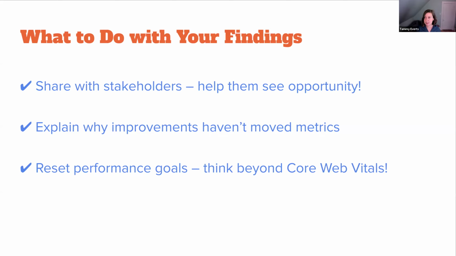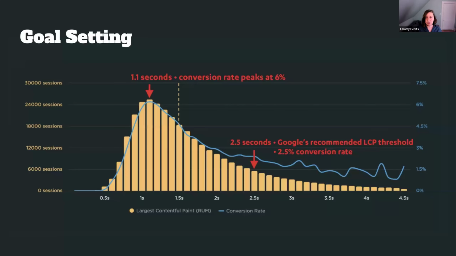And I'm quoting Tim Kadlec, who some folks might be familiar with, when I say that. So as I said, goal setting: you can see this wiggly long tail, and you can see that 2.5 seconds, maybe that's your bottom threshold, but really your goal might be more like 1.1 seconds or faster.